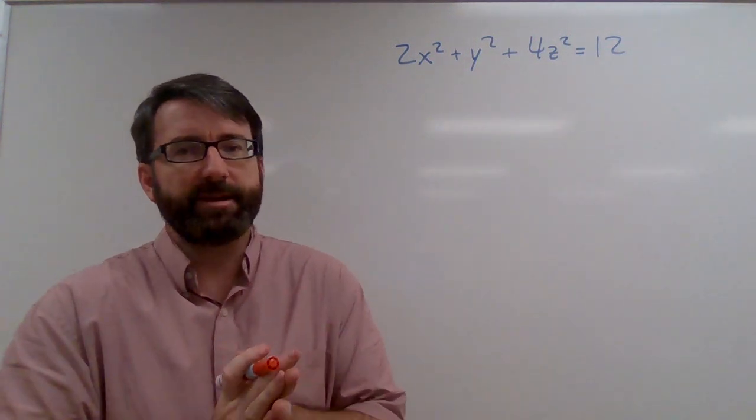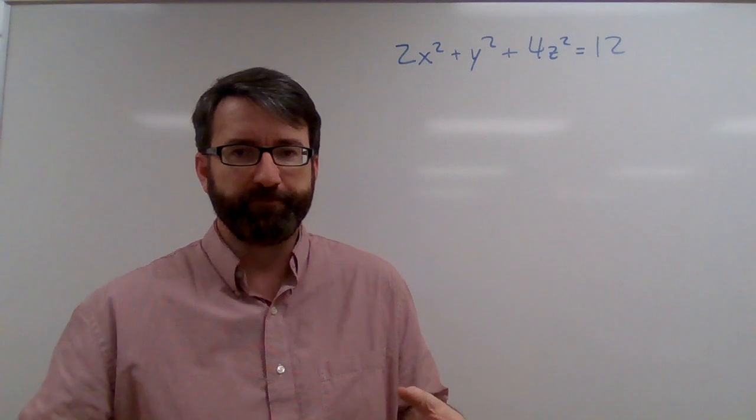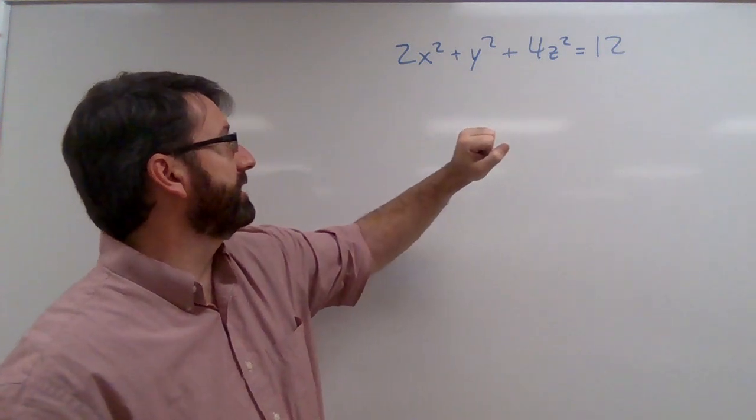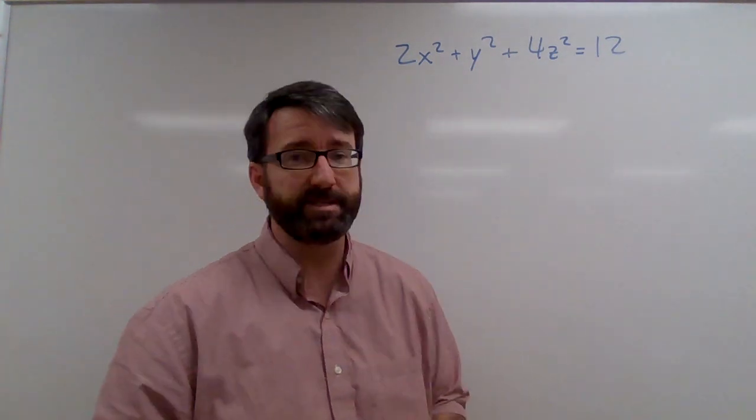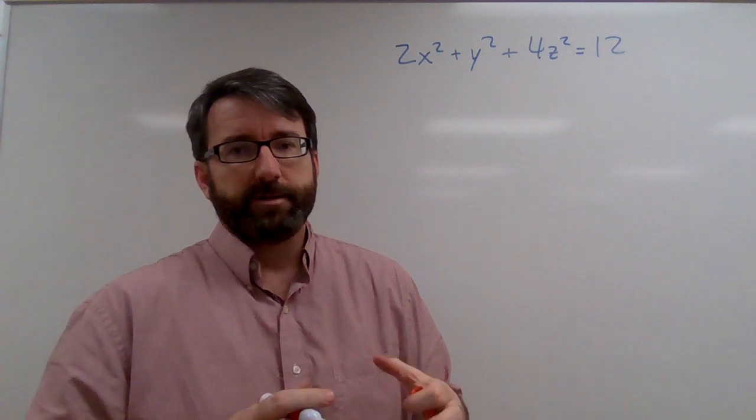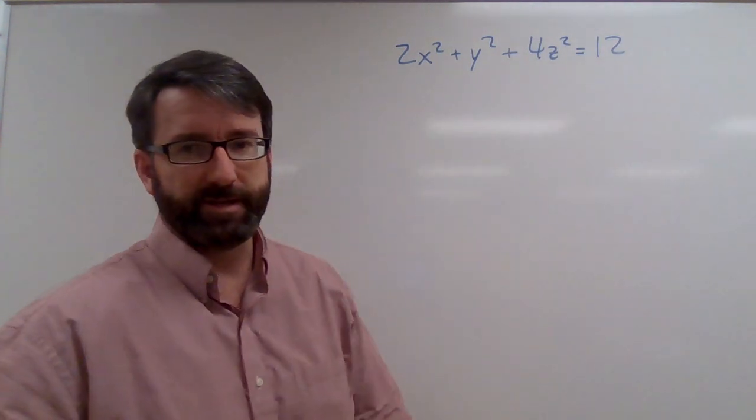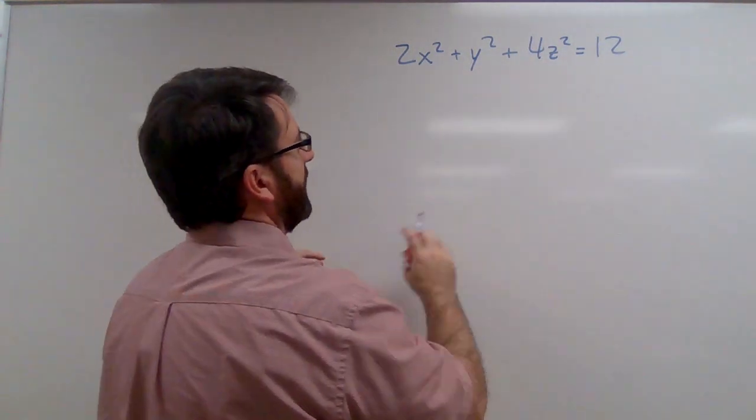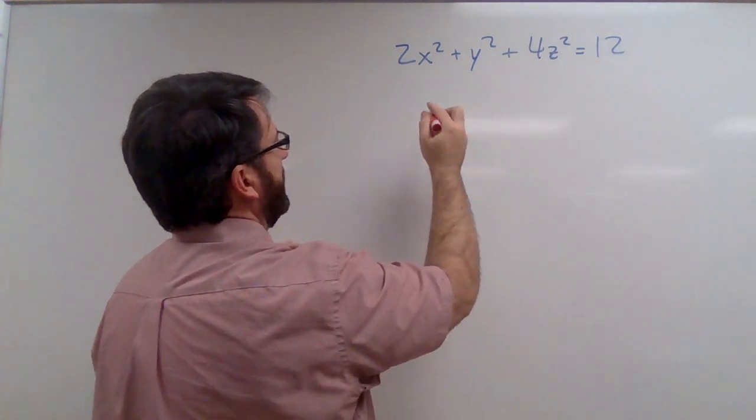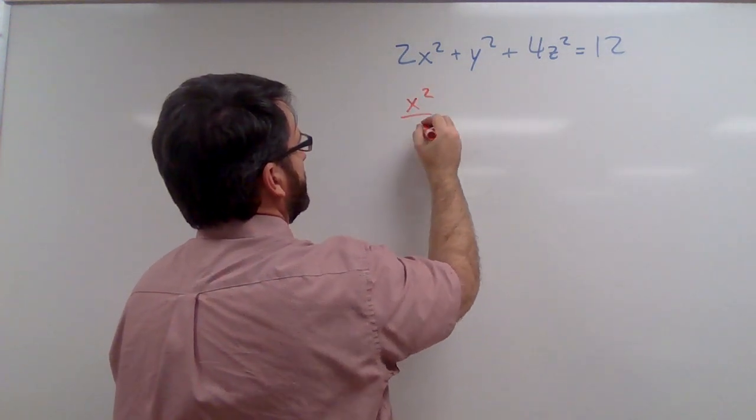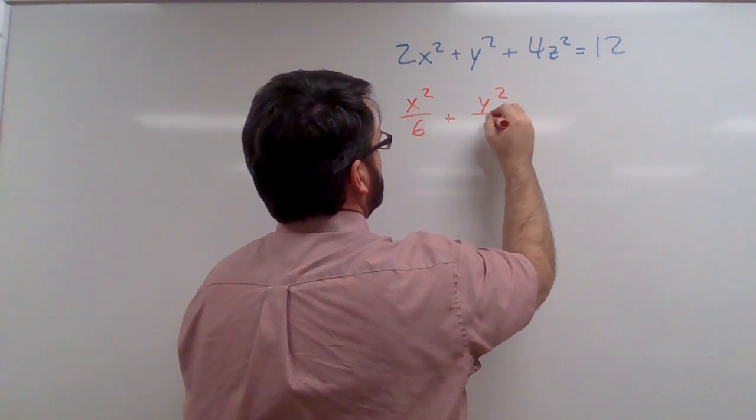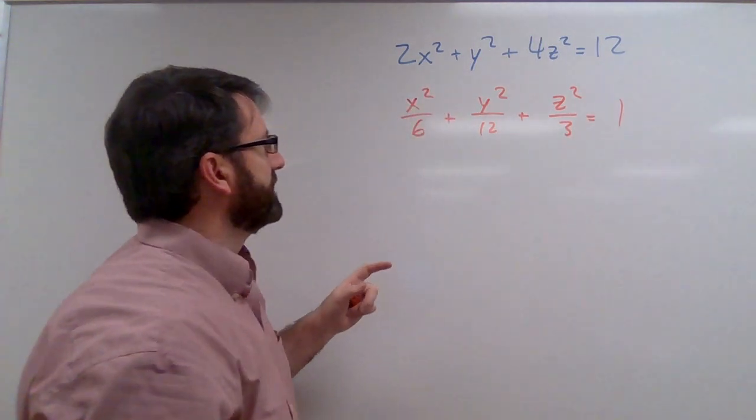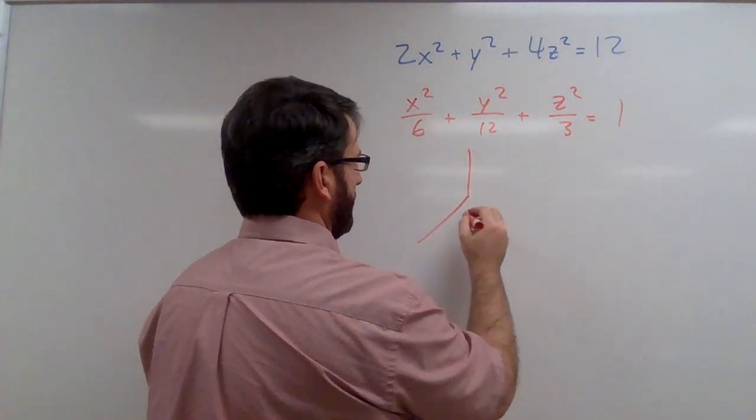All right, for this problem, we're asked to find the largest possible volume of a box that can be inscribed inside this ellipsoid, 2x squared plus y squared plus 4z squared equals 12. So first, let's think about what this ellipsoid is going to look like. If we put this into a form that we recognize for an ellipsoid, if we divide both sides by 12, we're going to get x squared over 6 plus y squared over 12 plus z squared over 3 is equal to 1.